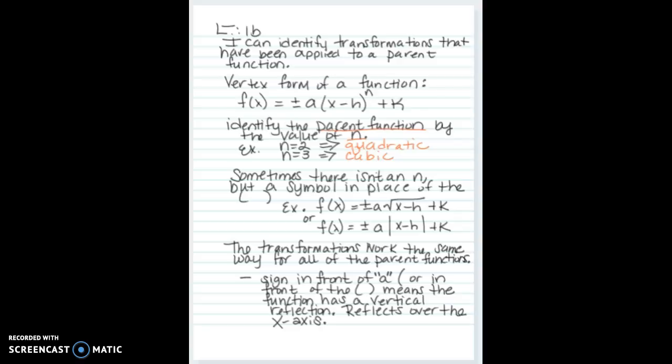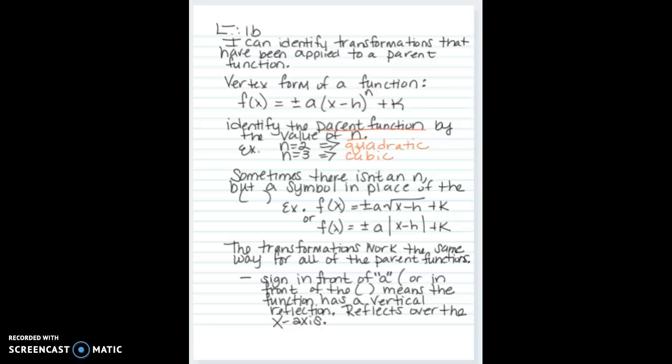Sometimes there isn't an n, but a symbol in place of the parentheses. An example of that would be f of x is equal to positive or negative a times the square root of x minus h plus k. Notice that the k is not under the square root symbol. This would, of course, be a parent function of square root.